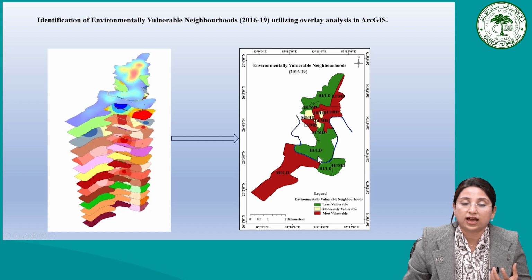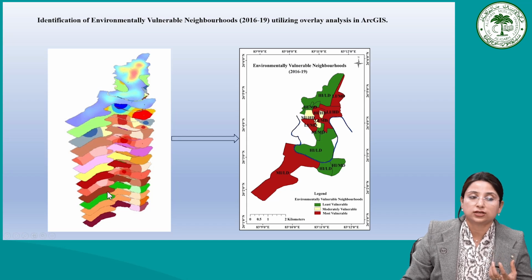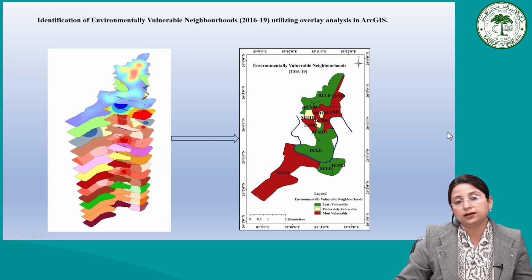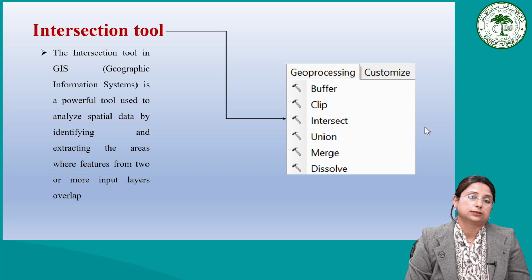For example, here we have found the most vulnerable zone, the red portion you can see here, that is the most, and the green ones are the least vulnerable. So by combining all this data, the input layers, we get the composite layer. So here is how we can say the overlay tool works.